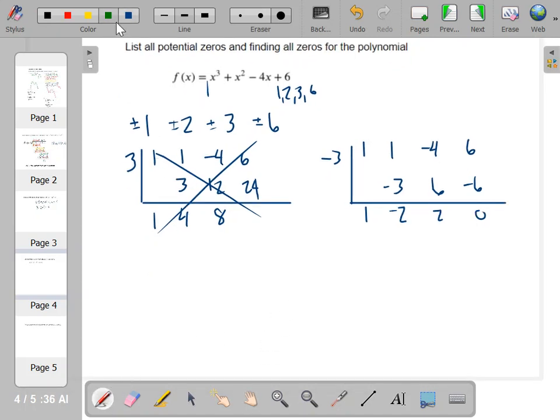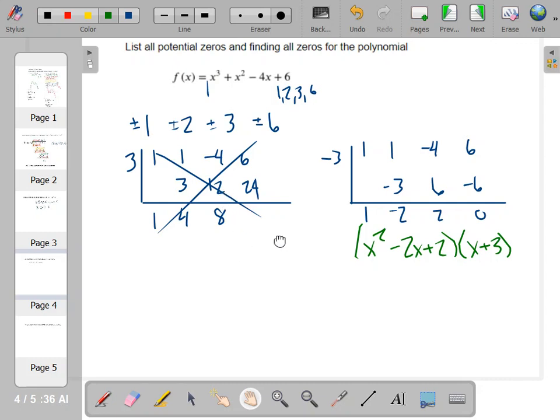So what I'm going to do is write now my quotient, which is x squared minus 2x plus 2, because you drop a degree. It was a cube, now it's a squared. And my factor that I just factored out was x plus 3. Since negative 3 is a 0, x plus 3 is a factor.